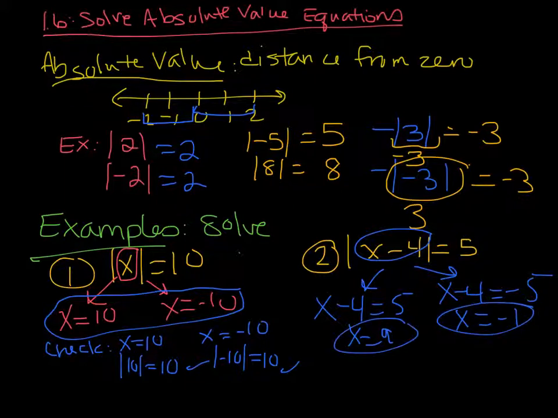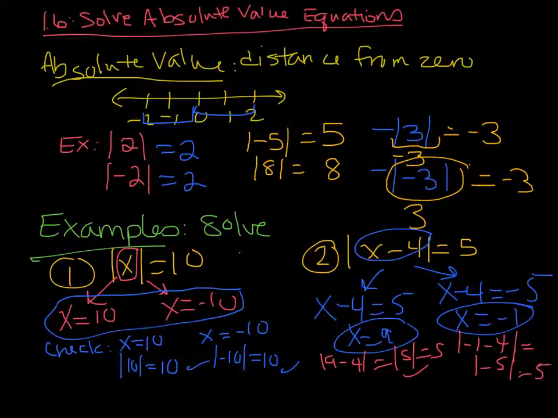Once again, please check. So when you check these, for x equals 9, you substitute in 9 for x. You get the absolute value of 9 minus 4. That gives you the absolute value of 5, which is also 5. So that one checks out. When you substitute in -1, you get the absolute value of -1 minus 4. That gives you the absolute value of -5, which luckily is also 5. So that one checks out too. So both of those are okay answers.